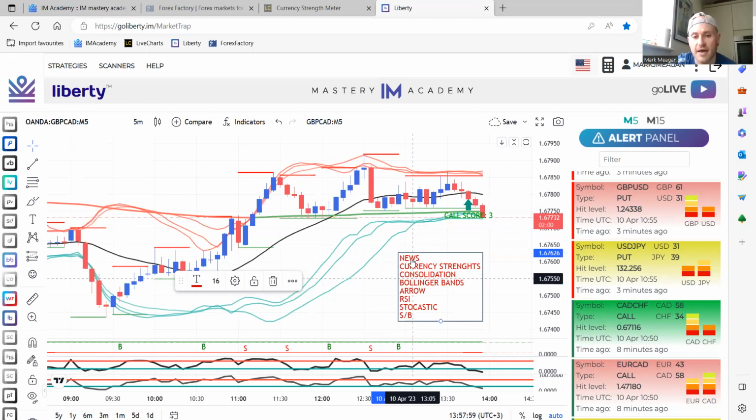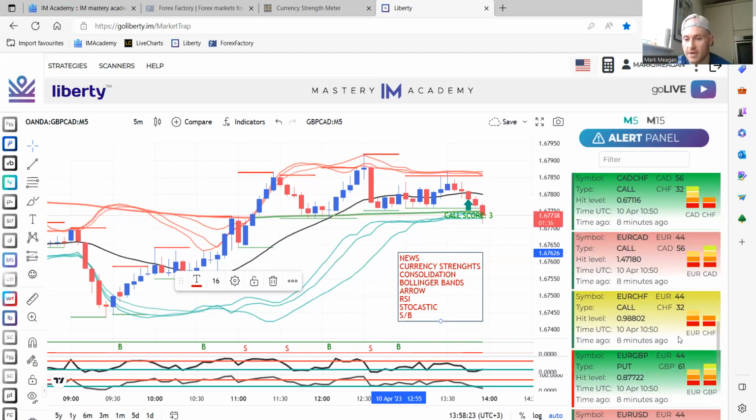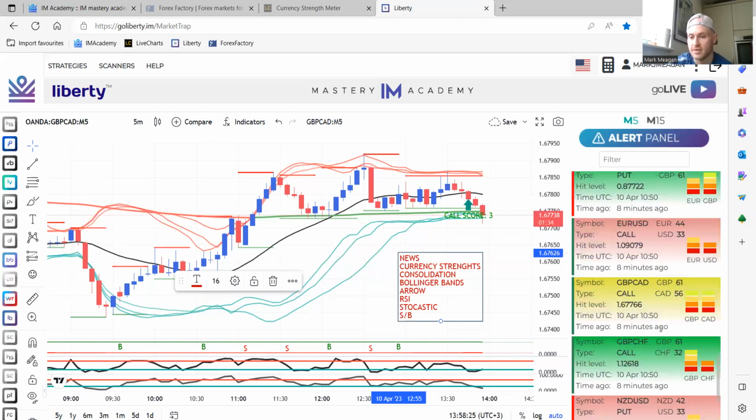Our second confirmation is currency strengths. On the right of the screen, you can see we've got a list of currency pairs. In the alert panel, you'll see GBP USD, USD JPY, Canadian dollar CHF. So that's the pound versus the US dollar versus the Japanese yen, Canadian dollar versus the Swiss franc, the euro versus Canadian dollar, so on and so forth. They go down in many different currency pairs, as you can see.